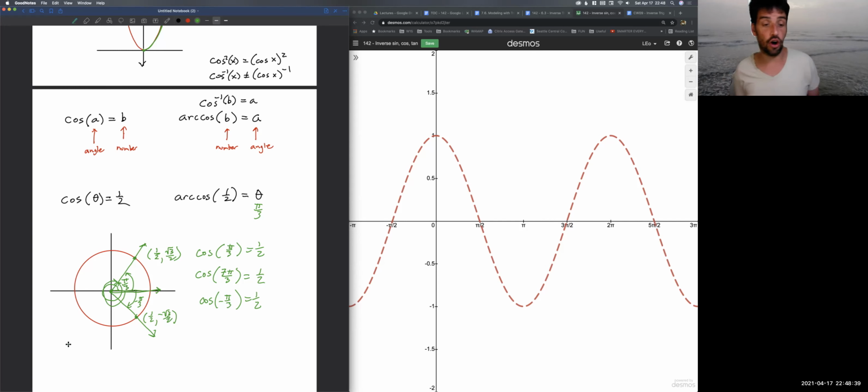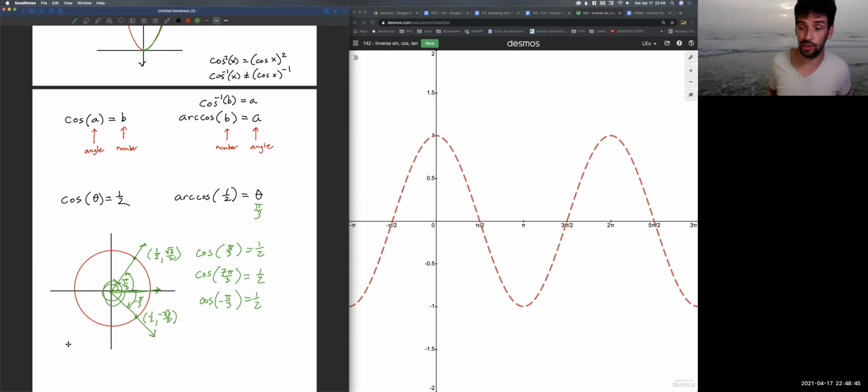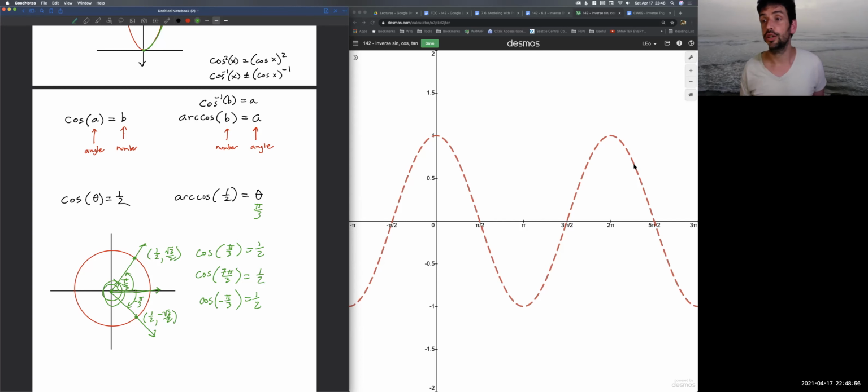They all have a cosine of 1/2, which means the inverse doesn't know which one to choose, right? And the inverse is a function, so for the input 1/2, there should be just one angle it spits out, and so we have to make a choice, just like we made with x squared and choosing the positive square root when we had a choice.